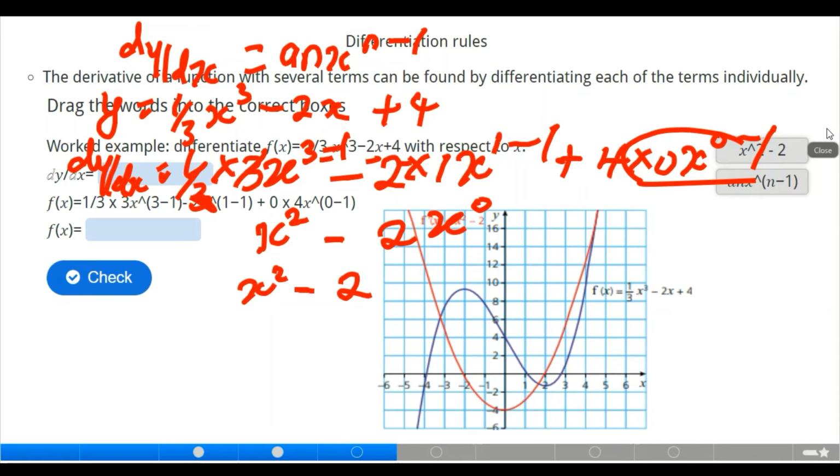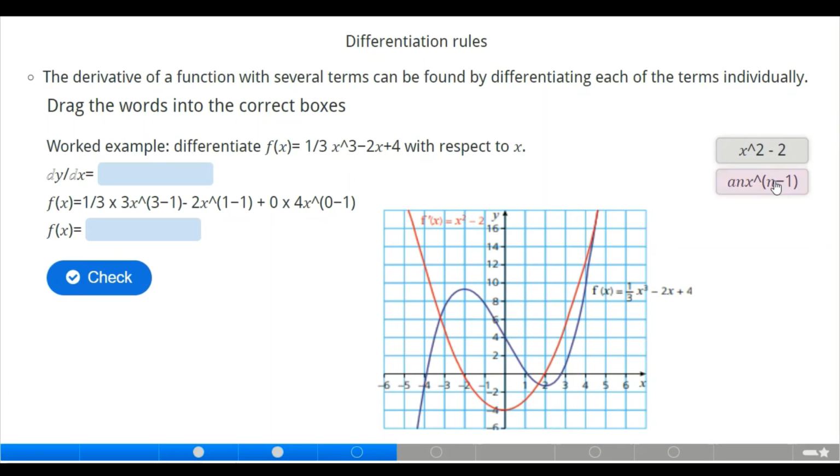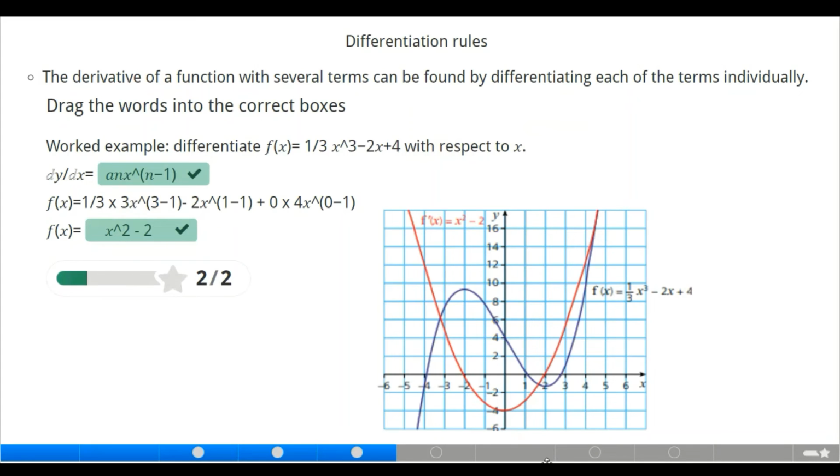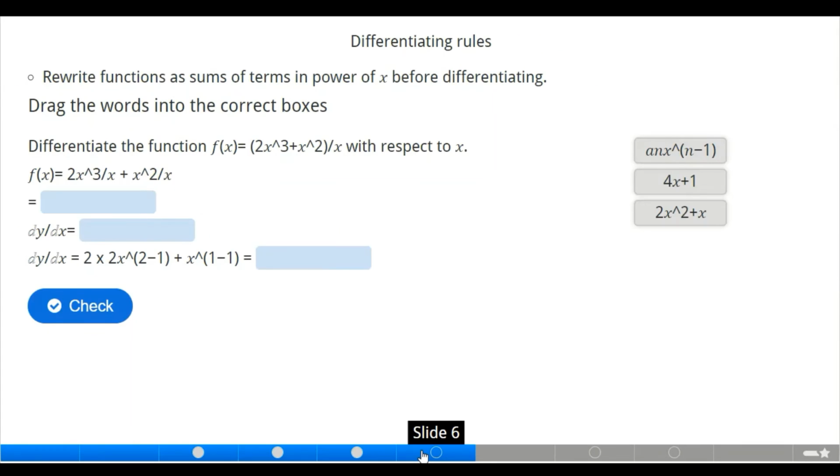So let's look at the activity here and let's rearrange. The formula for calculating differentiation is what? a n x raised to the power n minus 1. And after we differentiate, our answer is x squared minus 2. And that is the graph of this function. Okay, that's our arrangement. Let's look at the next differentiation rule that we have here.